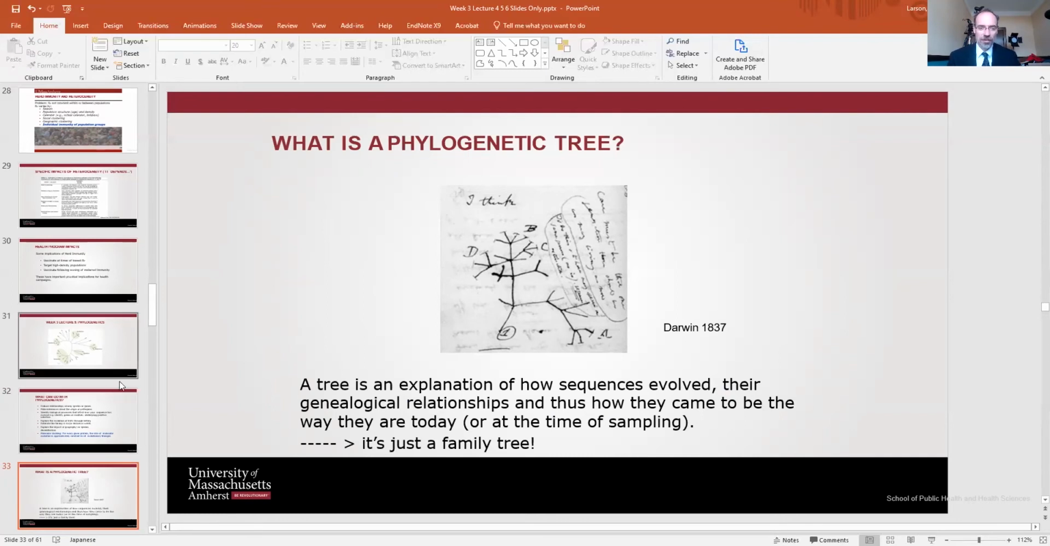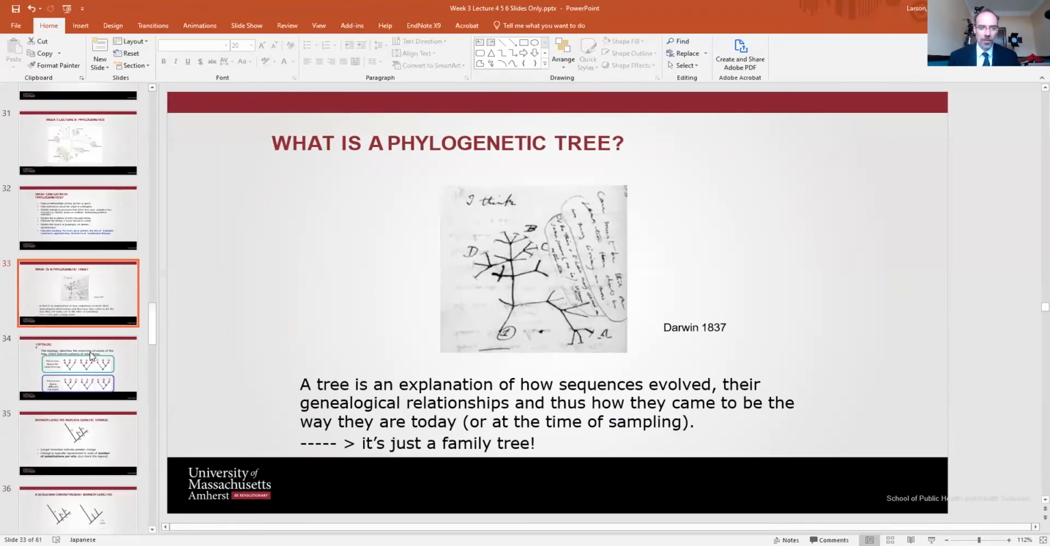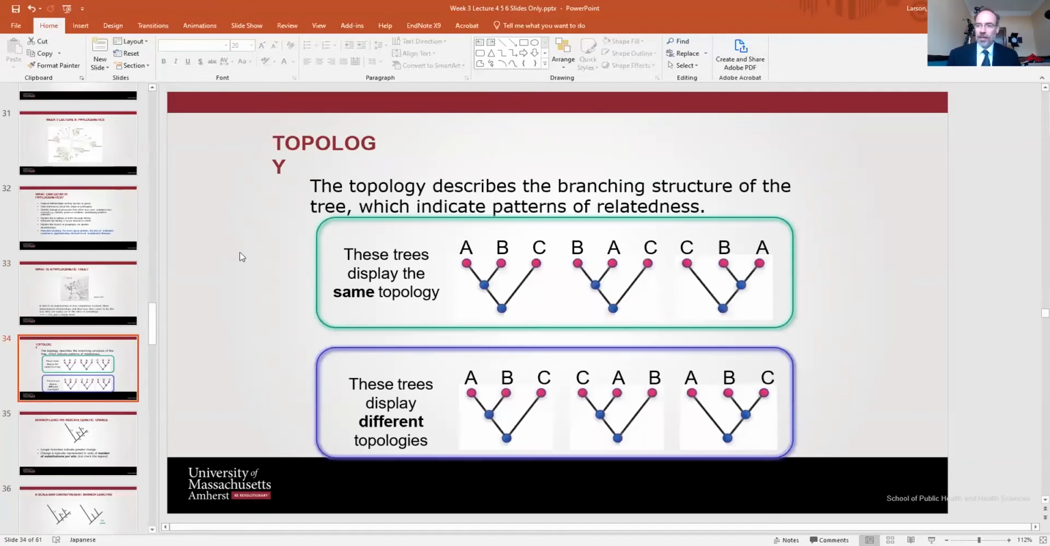We think of this as a tree, or clade in biological terms. And the topology of the tree itself describes the branching structure of the tree, which indicates patterns of relatedness. So there's a common ancestor here between A, B, and C. A and B have a common ancestor here. C is only related to A and B through this common ancestor back here.